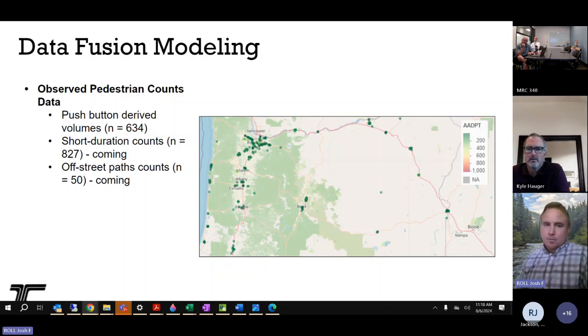The problem with those off-street paths is that the traffic patterns in those locations are not always the best to use for traffic factoring short duration counts on street facilities, because they're totally different patterns, where you have a lot more recreational users on those facilities. And that's another really great thing about these push button data, that they're on street locations.